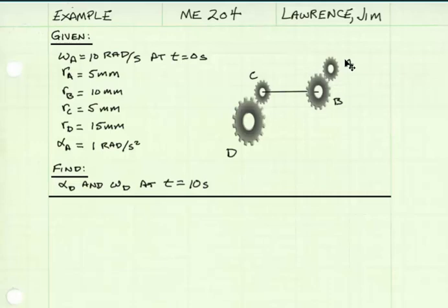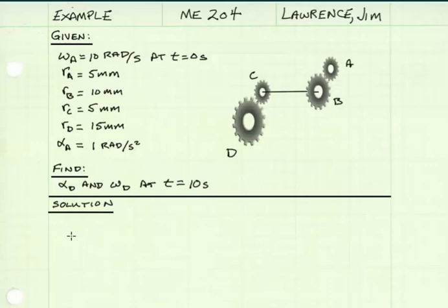The radius at A is 5 millimeters. The radius at B is 10 millimeters. The radius at C is 5 millimeters. The radius at D is 15 millimeters. And the gear A is accelerating at an angular acceleration of 1 radian per second squared. We want to find the angular acceleration at D and the angular velocity at D at a time of 10 seconds.